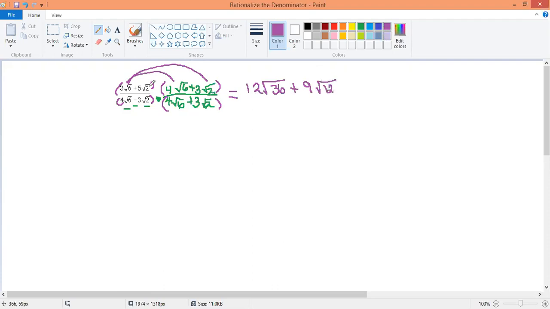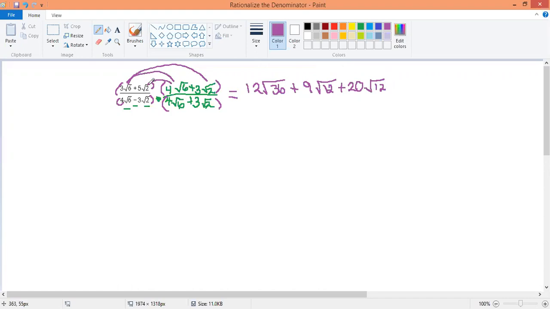And then I'm going to do my inner. 5 square root of 2 times 4 square root of 6. 5 times 4 is 20, so I'm going to say plus 20 here. And then square root of 2 times square root of 6 is square root of 12. Notice how you only multiply the numbers that are outside the radical together, and the numbers that are inside the radical, you multiply them together.